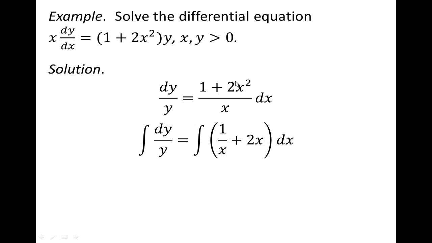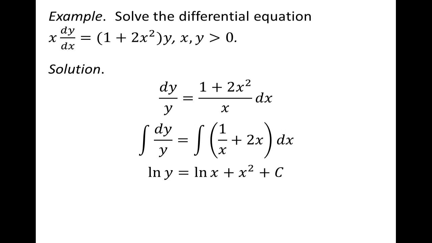I split the right-hand side up into two separate terms, and then one of the fractions reduces to 2x. We find the antiderivatives of these. An antiderivative of 1 over y is natural log of y. Antiderivative of 1 over x is natural log of x, and the antiderivative of 2x is x squared. Now, because I have x and y both greater than 0, I don't need to worry about absolute values on these. And what we often want to do is solve for y.